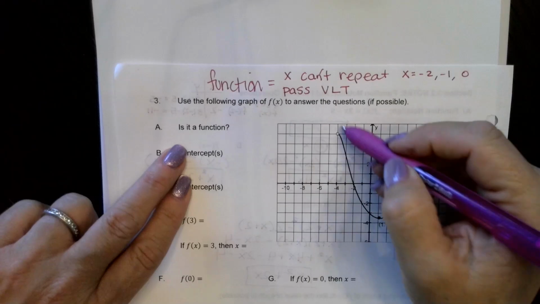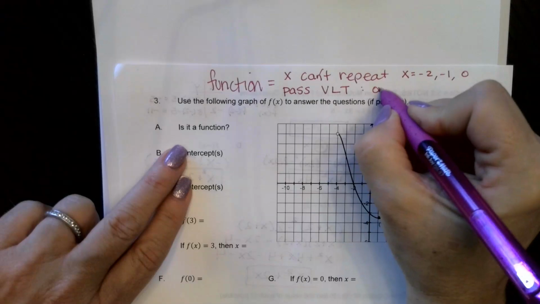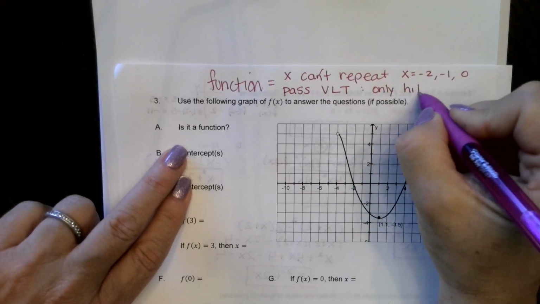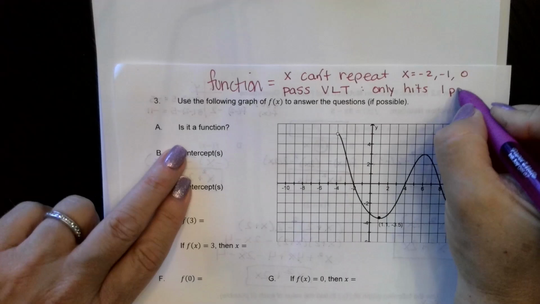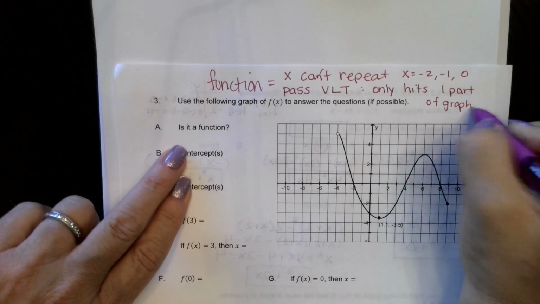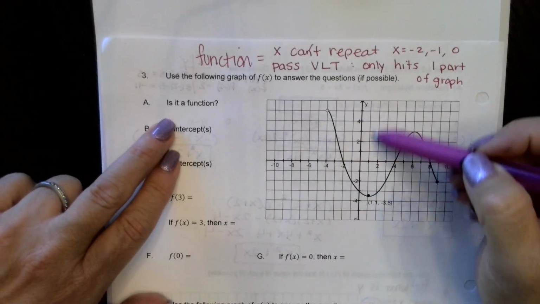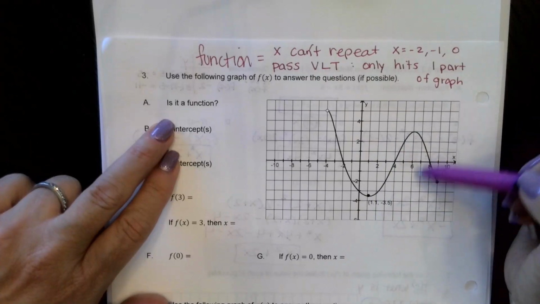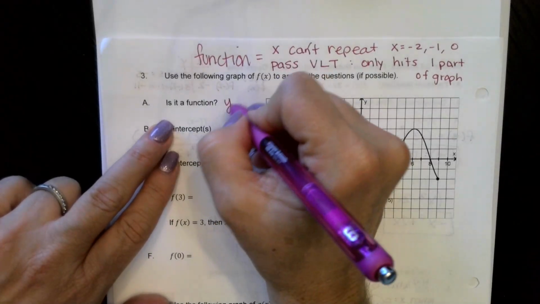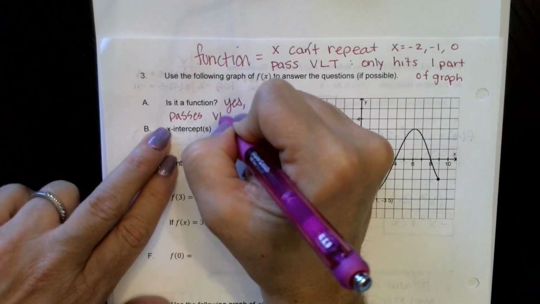This is when we drop vertical lines, and the vertical line test says that a vertical line only hits one part of your graph. So if I drop a vertical line anywhere along this graph, I'm only going to hit 1 point. So is this a function? Yes, because it passes the VLT.